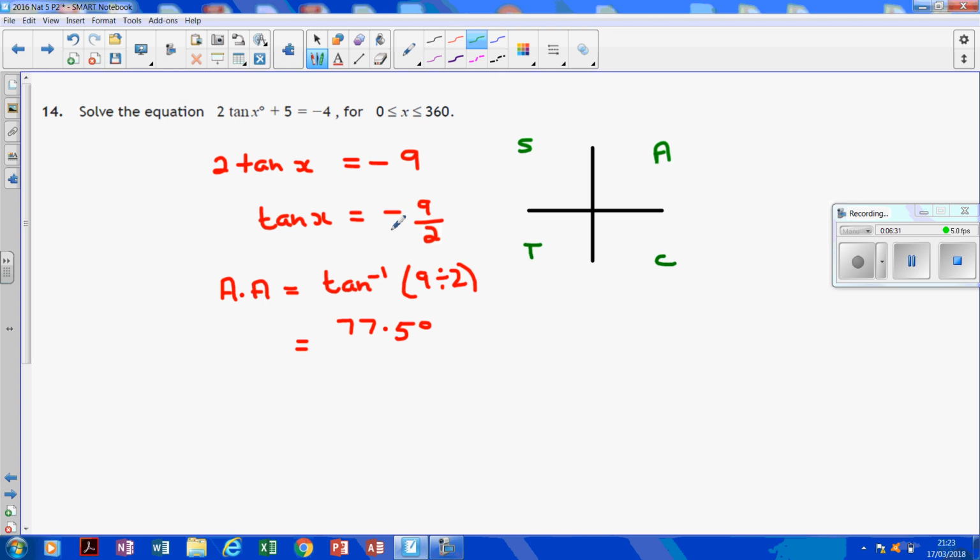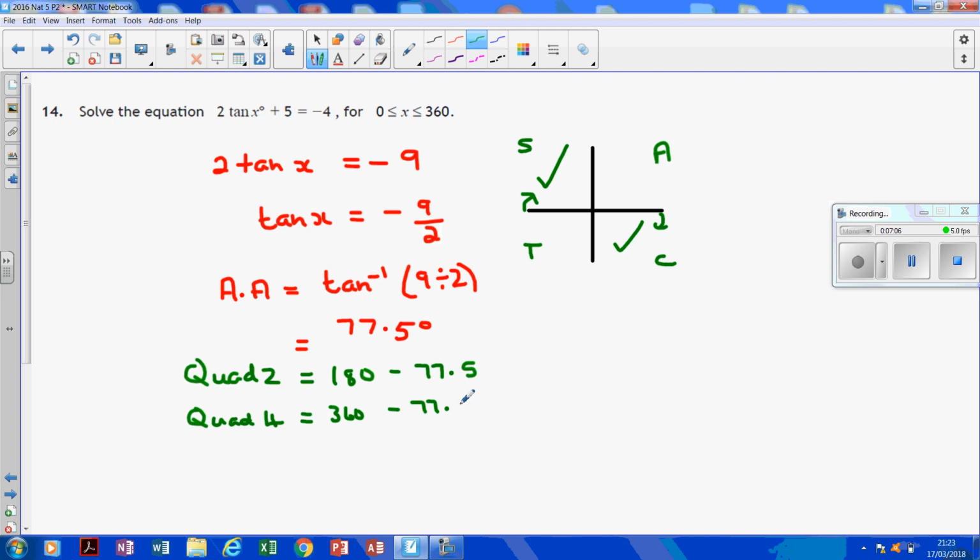Now we're looking for tan is negative. So if tan is positive in there and positive in there, it's got to be negative in that quadrant and negative in that quadrant. So we've got an answer in quadrant 2, and I've got an answer in quadrant 4. That's where tan is negative. Now quadrant 2 is this one here, and the entry point into that is that way. Now there's a straight line, 180 degrees, so it's 180 minus 77.5. And in quadrant 4, the entry point into that is that way, which is 360 degrees minus 77.5.